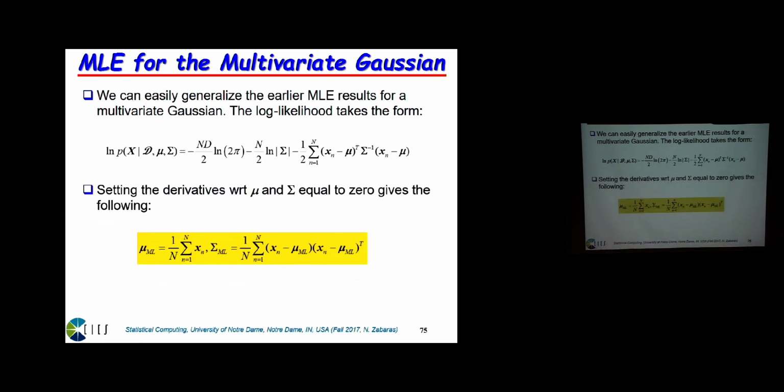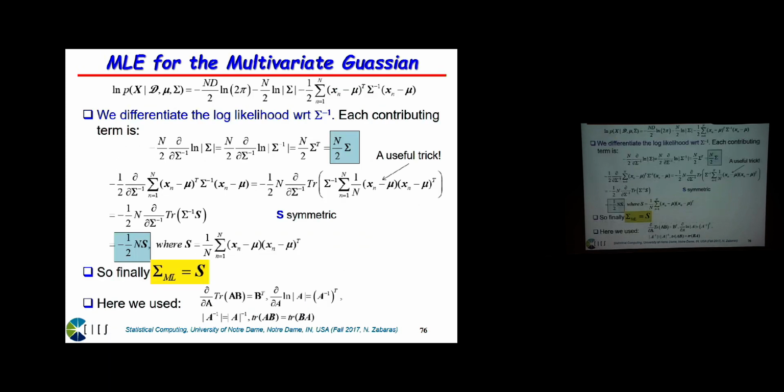So what do you need? Let me give you the answers. The answer is not surprising: the MLE estimate for mu is the sample mean. The MLE estimate for sigma is the sample covariance, exactly as in the univariate case. And you need two identities basically to be able to do these derivations. And these identities come up very often in this calculation. So if you have the trace of AB, where A and B are matrices, the derivative with respect to A gives you B transpose, and the derivative of the log of the determinant of a matrix with respect to the matrix is A minus transpose.